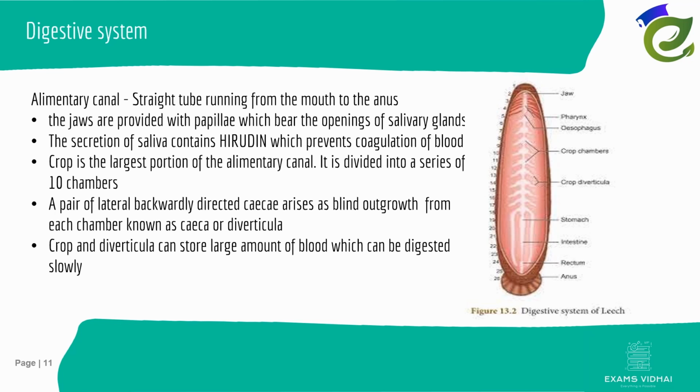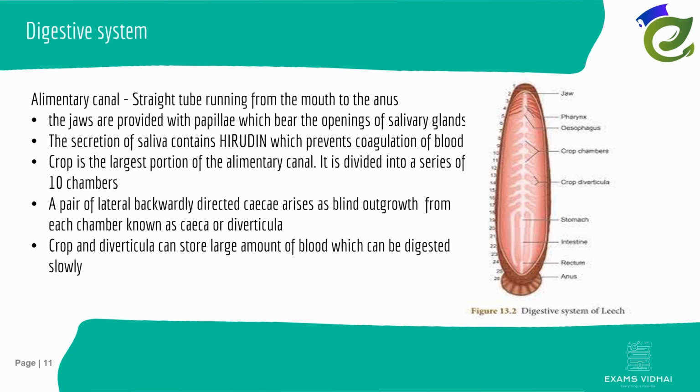The digestive system includes a long alimentary canal and the digestive glands. The alimentary canal of the leech is a straight tube which runs from the mouth to the anus. The mouth, as we know, is triradiate and is located in the middle of the anterior sucker. The mouth leads into a small cavity called the buccal cavity, and the wall of the buccal cavity bears 3 jaws with a single row of minute teeth. These jaws also have papillae which bear the openings of the salivary glands. The buccal cavity then opens into the pharynx, around which we have the salivary glands.